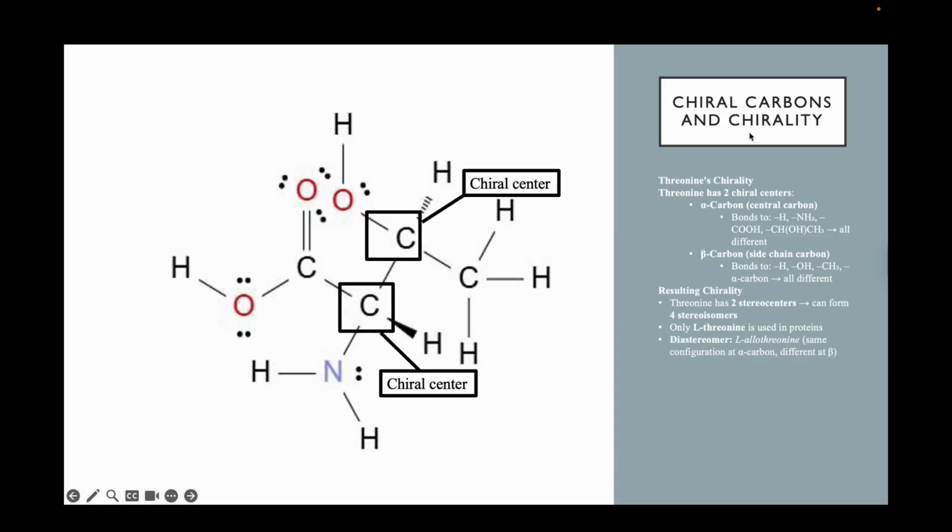The stereochemistry: chiral carbons and chirality. Threonine has two chiral centers. The alpha carbon, the central carbon, is bonded to H, the amine, the carboxylic acid, and the CHOH CH3, all different. The beta carbon, the side chain carbon, is bonded to the hydrogen, the OH alcohol, the methyl, and the alpha carbon, all different, resulting in chirality. Threonine with two stereocenters can form four stereoisomers. Only L-threonine is used in proteins. Diastereomers: L-allothreonine has the same configuration at the alpha carbon, different at the beta. So the chiral centers are found in the middle of this molecule.